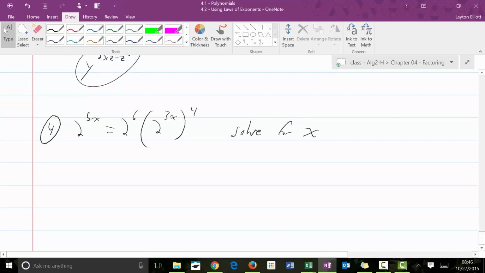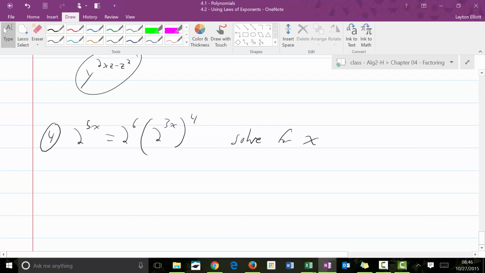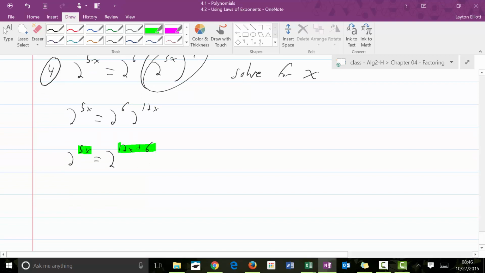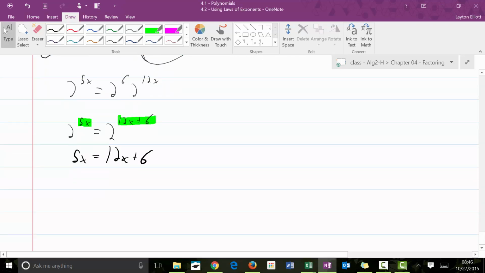Well, I can do this without too much difficulty. What I need to do is simplify the right side. So I'm going to use power of a power here and change the 2 to the 3x to the 4th into 2 to the 12x. Then I'm going to change the right side into 2 to the 12x plus 6. And finally, I'm just going to look at the exponents and say, well, those two must be equal to each other. 5x must be the same as 12x plus 6. Which gives me negative 6 is equal to 7x, or x is equal to negative 6/7.